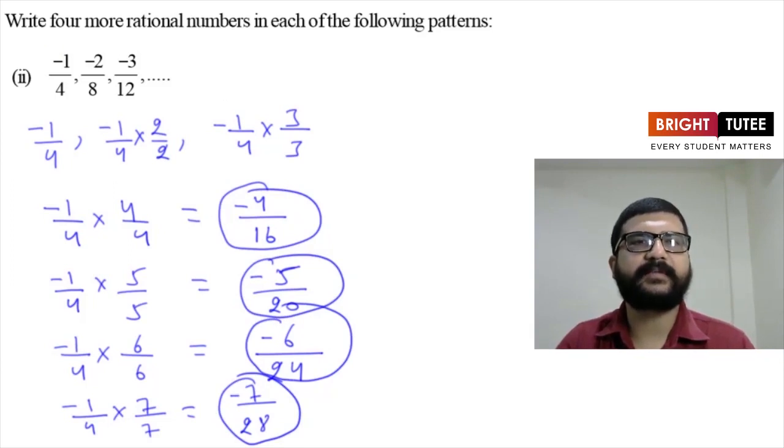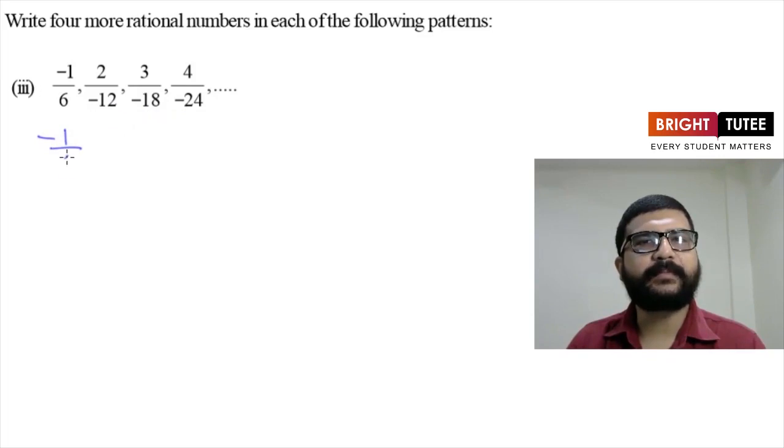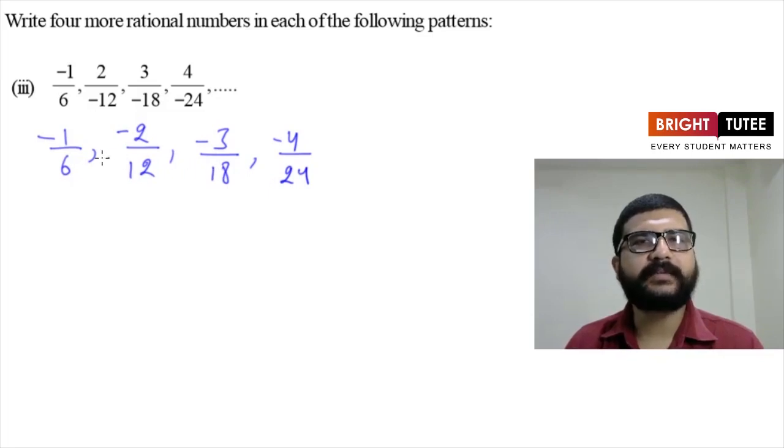Now let's see the next one. It is minus 1 upon 6, then 2 upon minus 12, 3 upon minus 18, 4 upon minus 24. So these numbers are like this: minus 1 upon 6, and then it is minus 2 upon 12. So we can write it like this also: minus 2 upon 12, and then minus 3 upon 18, and then minus 4 upon 24.